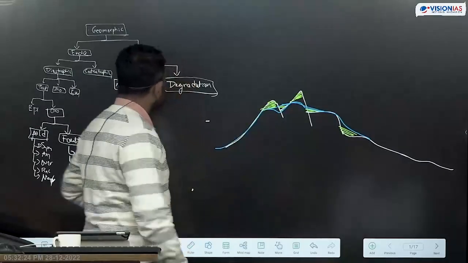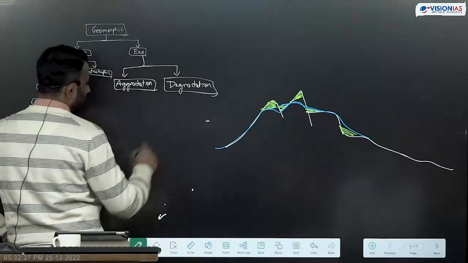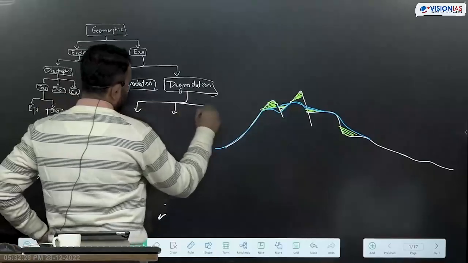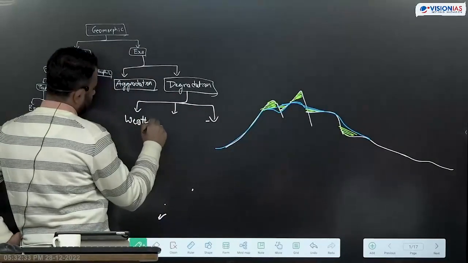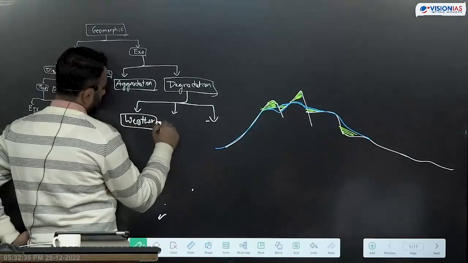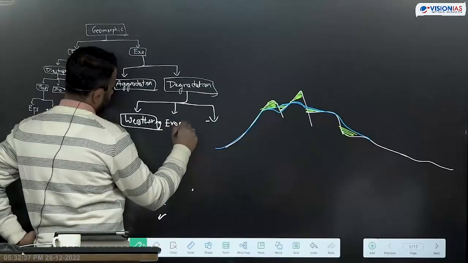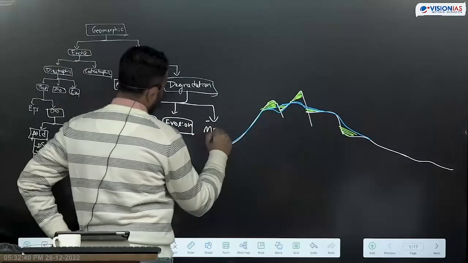Removal is called degradation. Removal happens in three types: weathering, erosion, mass movement.